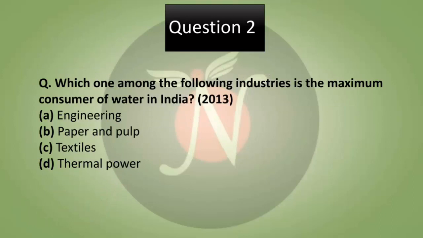Now we will come to our question number 2. Which one among the following industries is the maximum consumer of water in India? This came in 2013. Some of you must have thought paper and pulp, but it is thermal power plant.